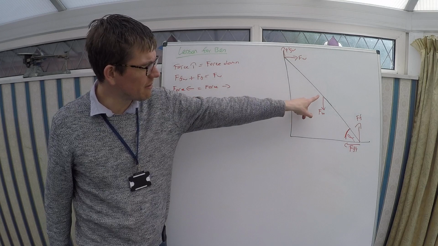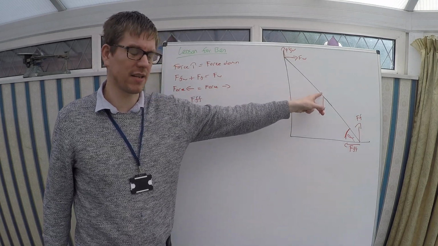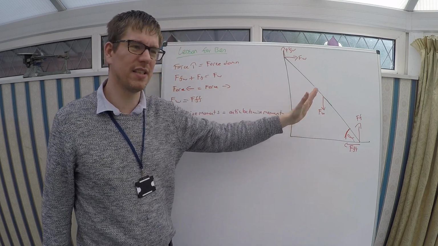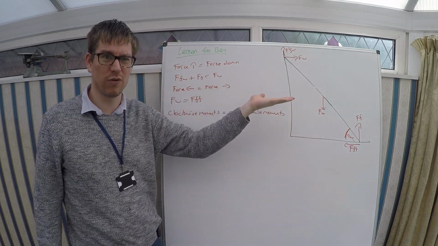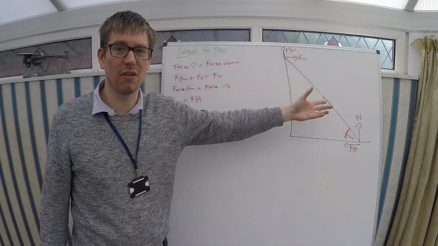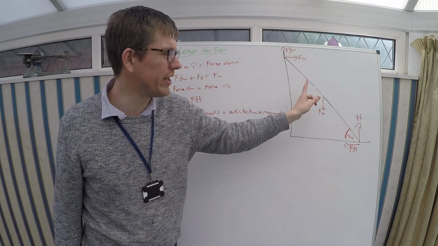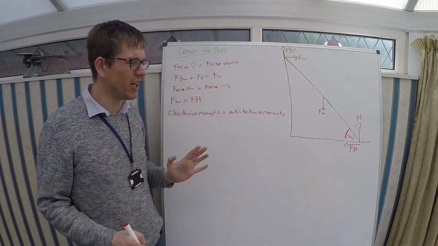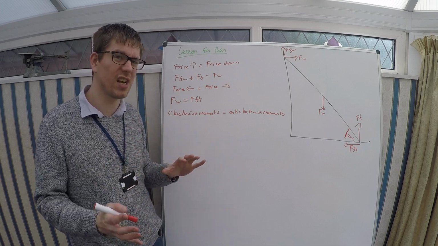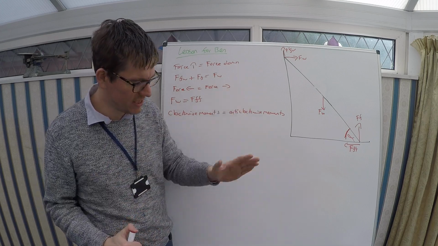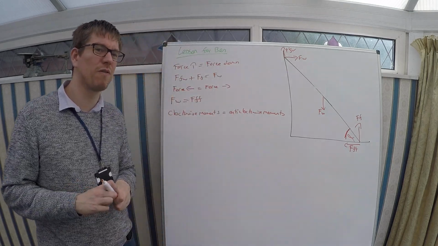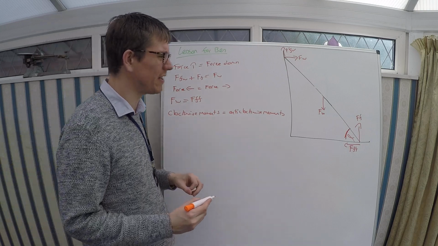So what we're going to do is take moments around the middle of the ladder. That allows us to get rid of the weight of the ladder, because we can put an arbitrary fulcrum wherever we want, and the distance between that and our fulcrum goes to zero, so we can just ignore this force. Unfortunately, we now have to find the components of each of the forces at 90 degrees to the ladder, because they're the components of the force that will provide a turning effect.